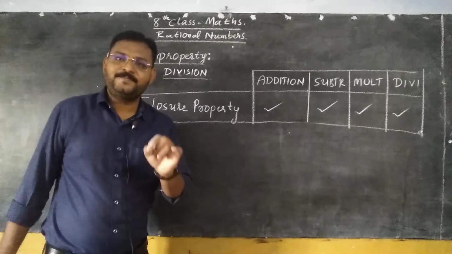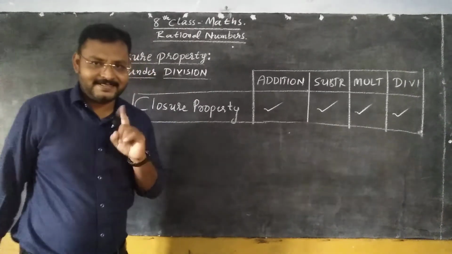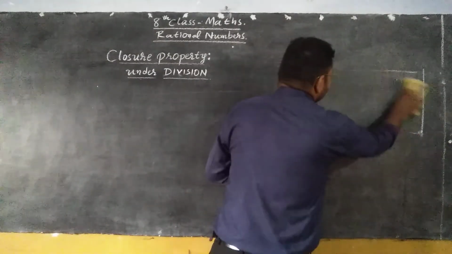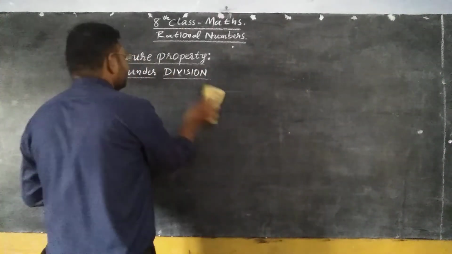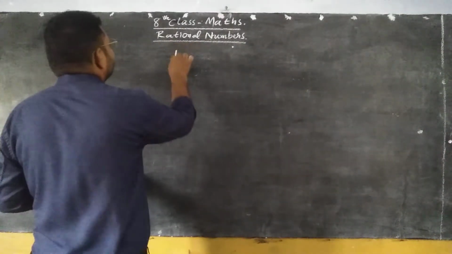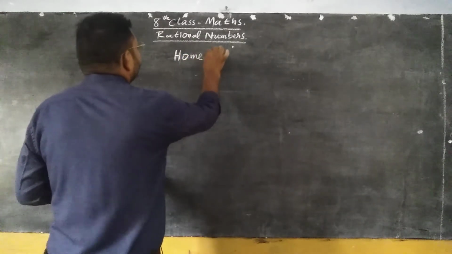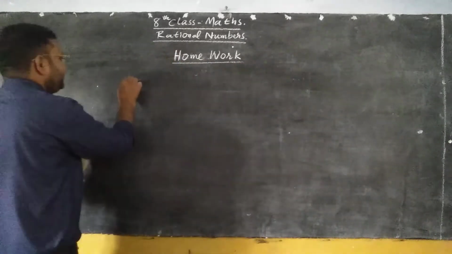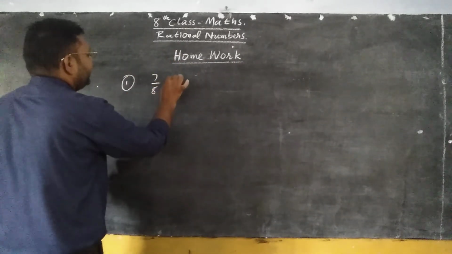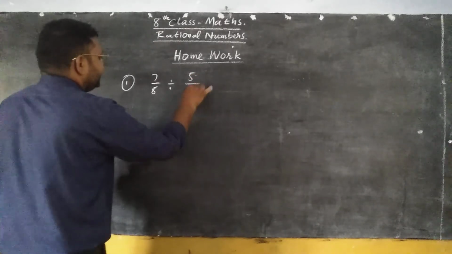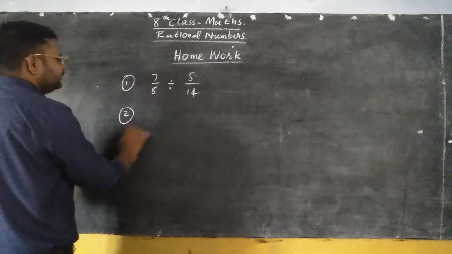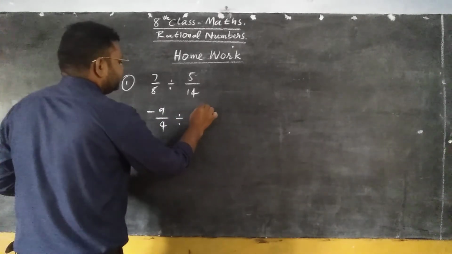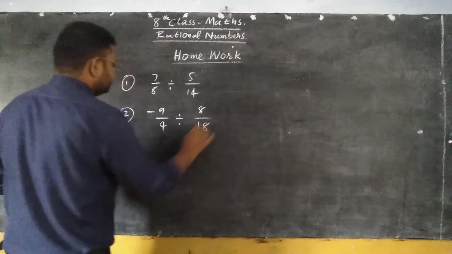Shall I give some homework problems to you? Yes. Now note down the problems for homework under division. Work out all the problems, children. If you have any doubts, ask me. First, 7 by 8 divided by 5 by 14. Second one, minus 9 by 4 divided by 8 by 18.